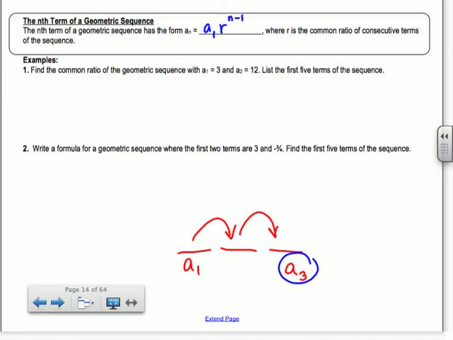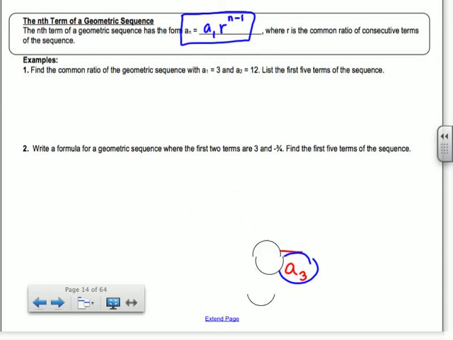All right, so that brings us to our formula. The nth term of a geometric sequence. Remember we talked about last time, if I started with the first term and I wanted to get to the third term, you had to add the common difference twice. Now that we're talking about a geometric sequence, we're going to have to multiply by our common ratio twice to get to the third term.